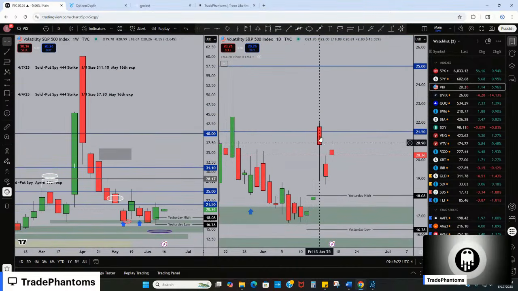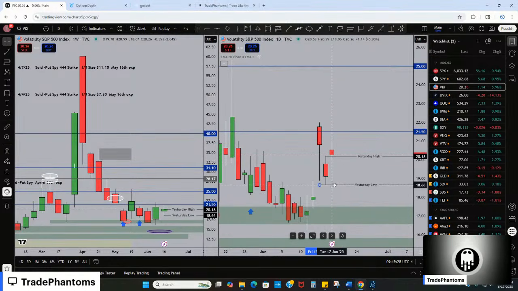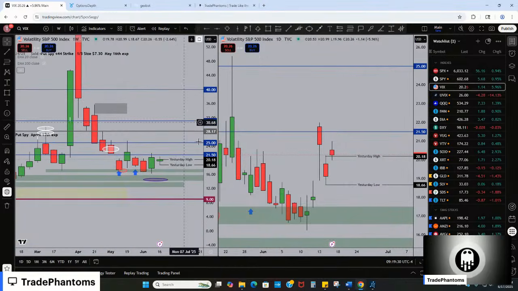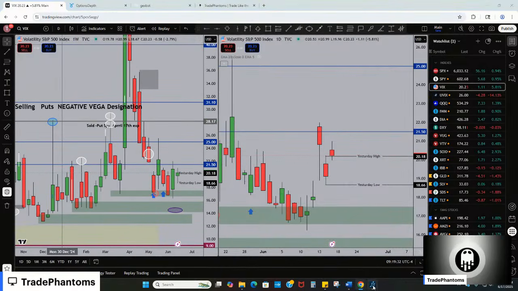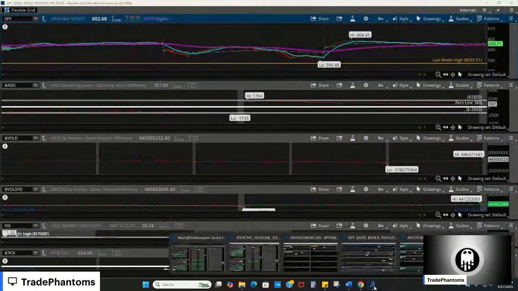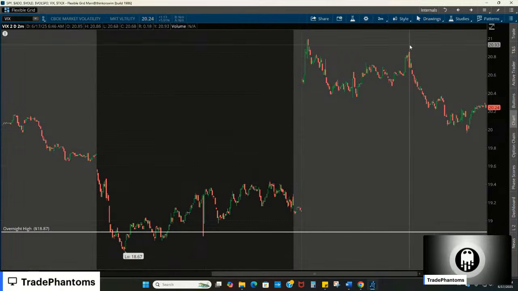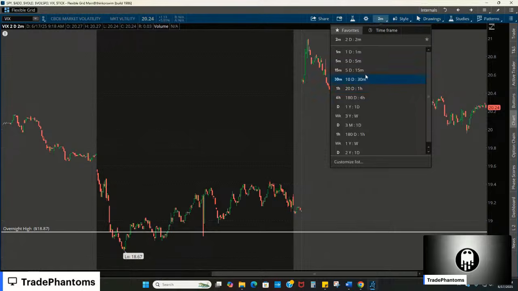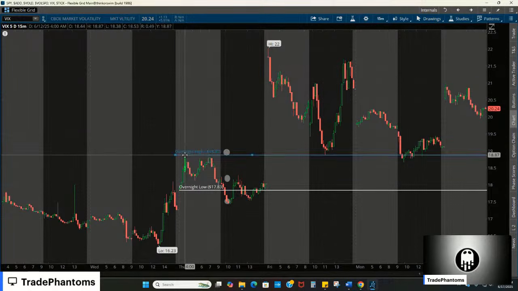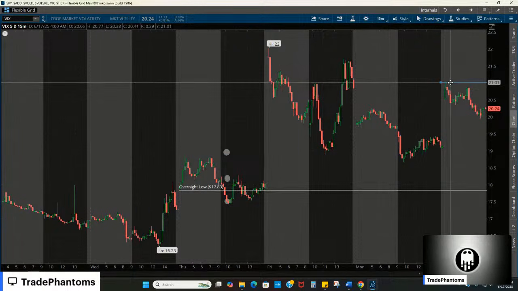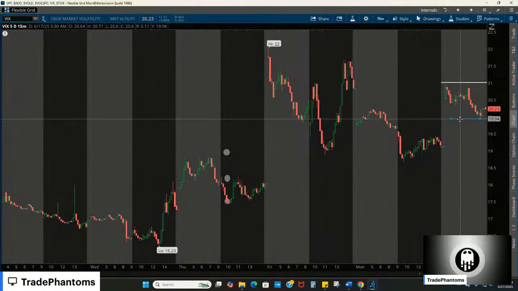So you can see on Friday, VIX up, market down. VIX right now it is up about 6%. VIX up, market down, VIX down, market up. Inverse correlation, a lot more to that. Let me map out the overnight high, overnight low in VIX as well. Here it is here, overnight high, overnight low.